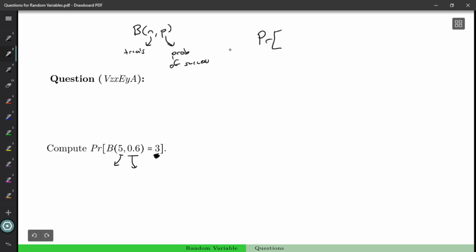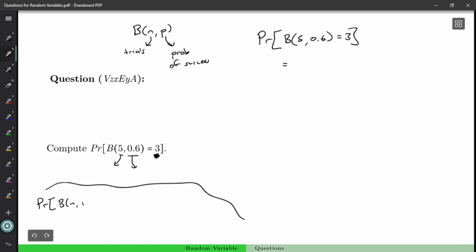Well, thanks to our work earlier, we know that we can calculate this using a formula. Specifically, I'll write it down here off to the side. The probability that B(n, p) equals k is (n choose k) p to the k, (1 minus p) to the n minus k. So we've got our n, our p, our k, so we can just plug it into the formula.